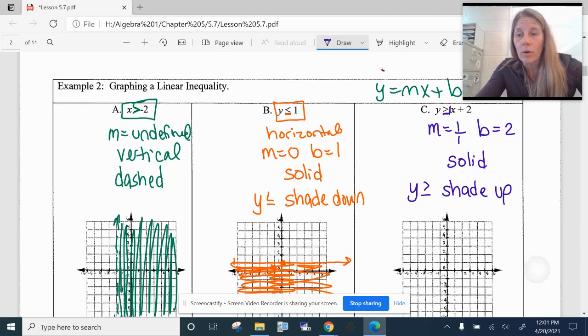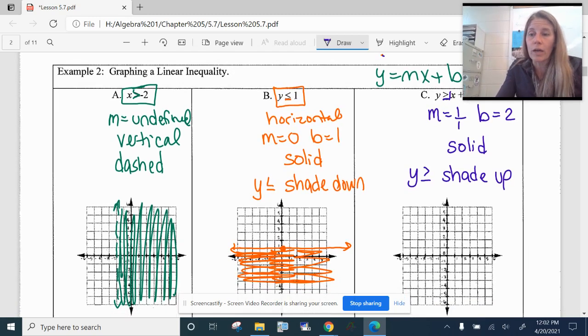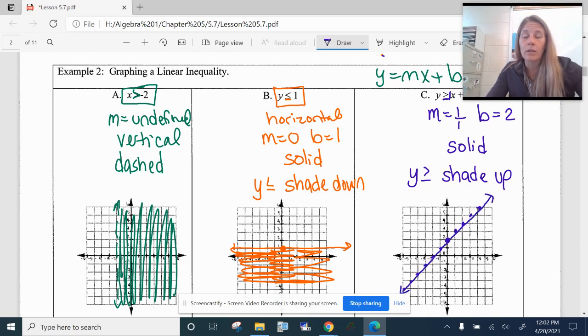So when I go to put this on my graph, if you remember back from earlier chapters, we begin at the y-intercept, which is 2. We move in accordance with our slope, rise over run, up 1 to the right 1, up 1 to the right 1. Or you could go down and to the left. And this is going to be a solid line because of the equal to. That means that all the points on this line are not only dividing the plane into two halves, but they're also solutions. And then y is greater than or equal to means we shade up. So you find that y-intercept, which is 2, and you shade up from there.